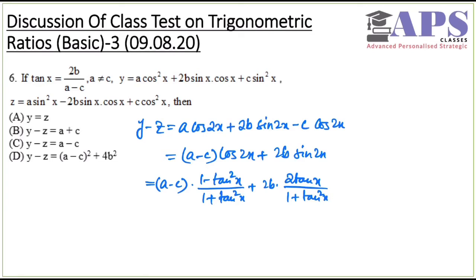Tan x value is given to us, I can put that here. So now I will get a minus c, 1 minus tan square, that is 1 minus 4b square by a minus c whole square divided by 1 plus 4b square by a minus c whole square. That is replaced.